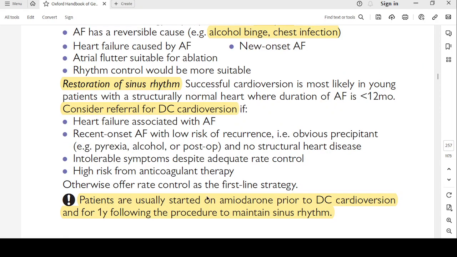Patients are usually started on amiodarone prior to a DC cardioversion and for 1 year following the procedure to maintain a sinus rhythm.